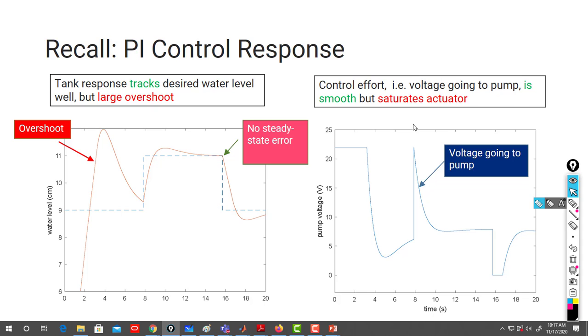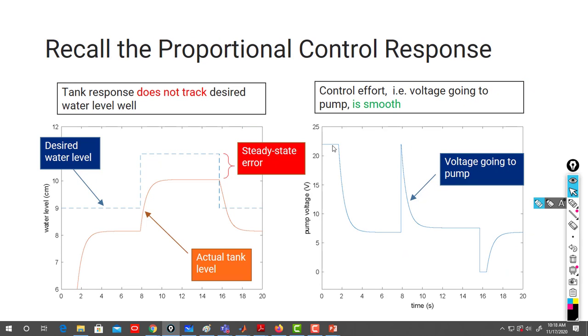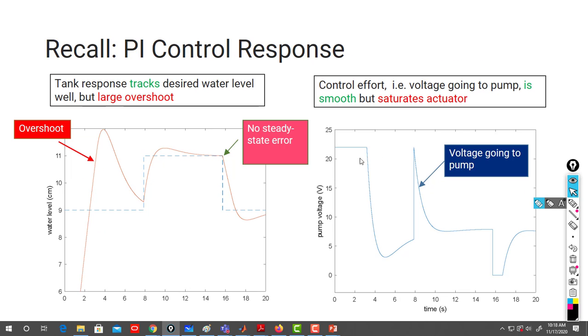The control voltage going to the pump is smooth but saturates the actuator. Well, here it also saturates the actuator, but it tends to saturate more. You see, here it's still saturating up to 2 seconds, but here it keeps saturating up to around 4 seconds. So it saturates the actuator more. So the control effort you are spending is higher when you're adding the integral term. So the voltage sent to the motor is higher. Your actuator in this case is a pump.